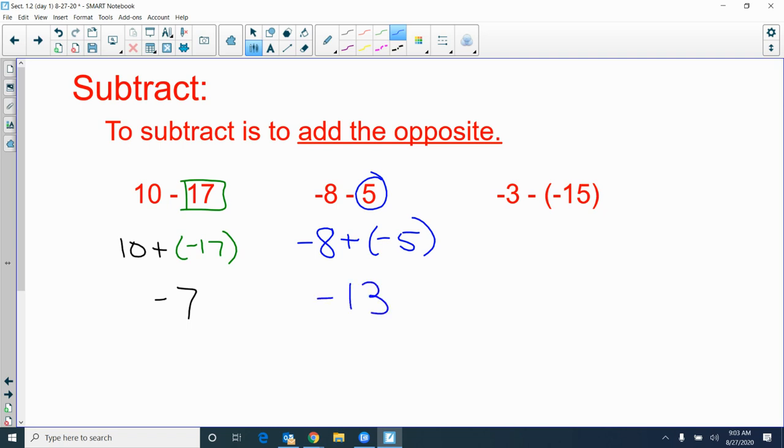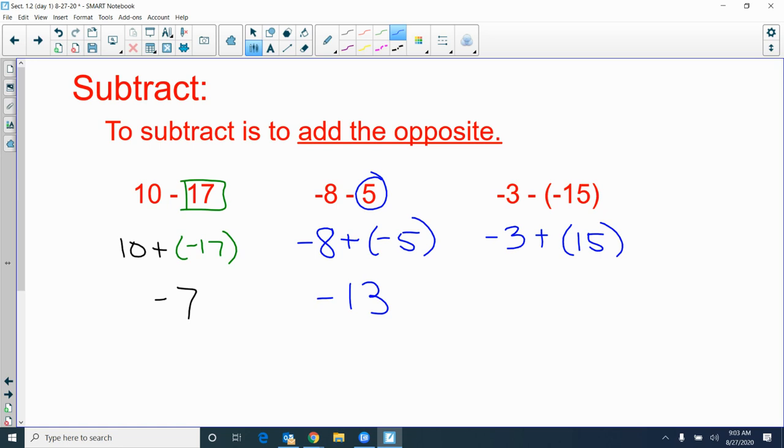Good, -13. Now, all right, this one's a little bit different. -3 minus -15. So -3, keep it. Change it to a plus. Well, what's the opposite of -15? 15. Now, you don't have to make it a plus 15. You can just put a 15. It's already implied.